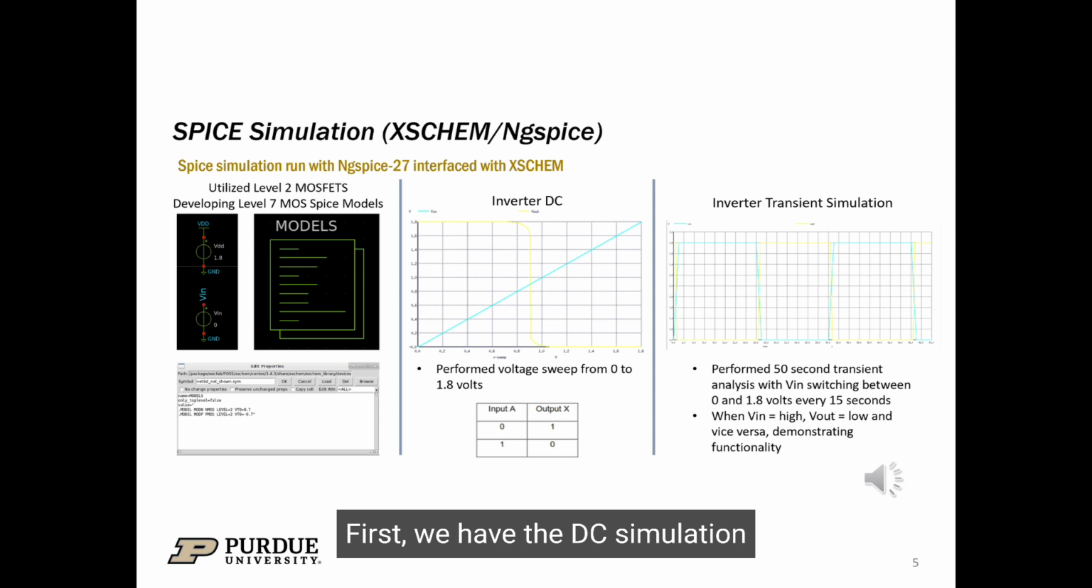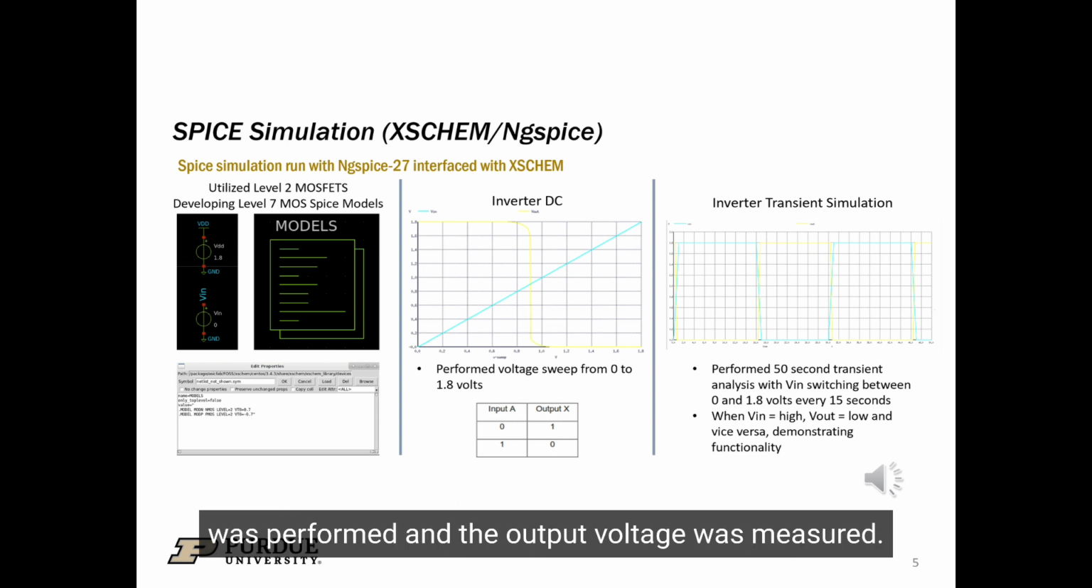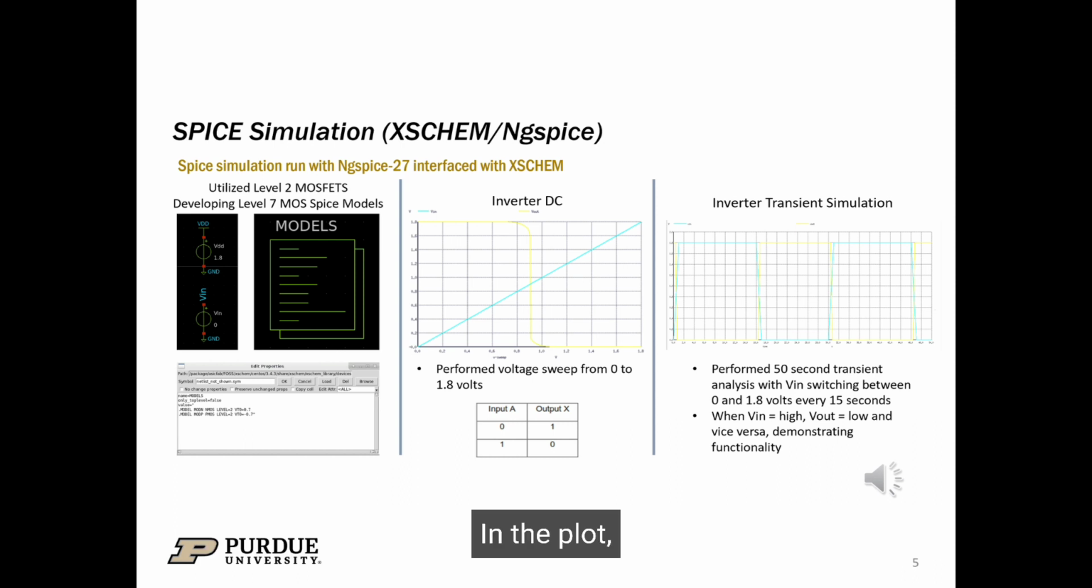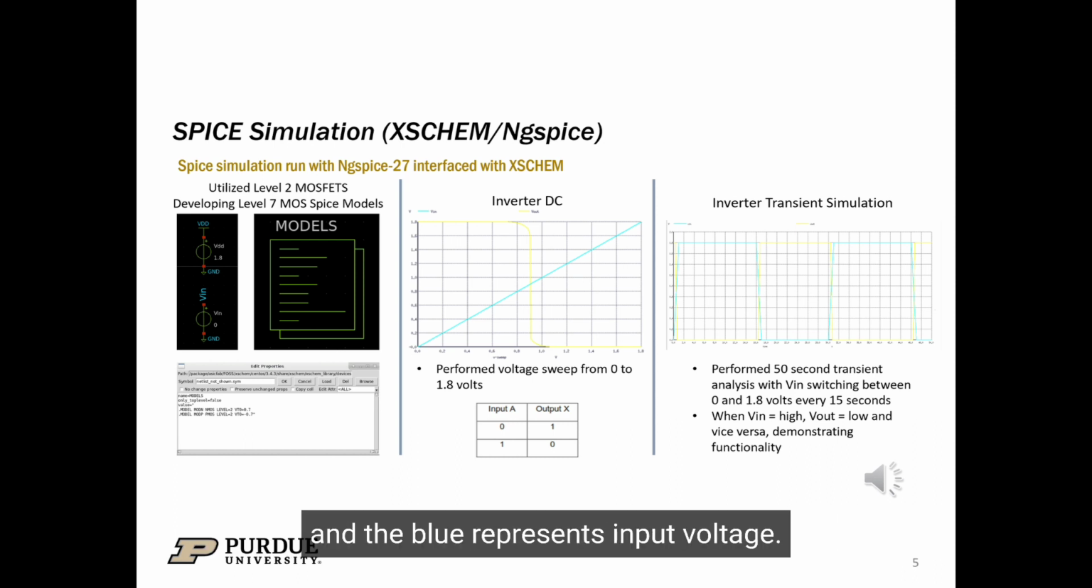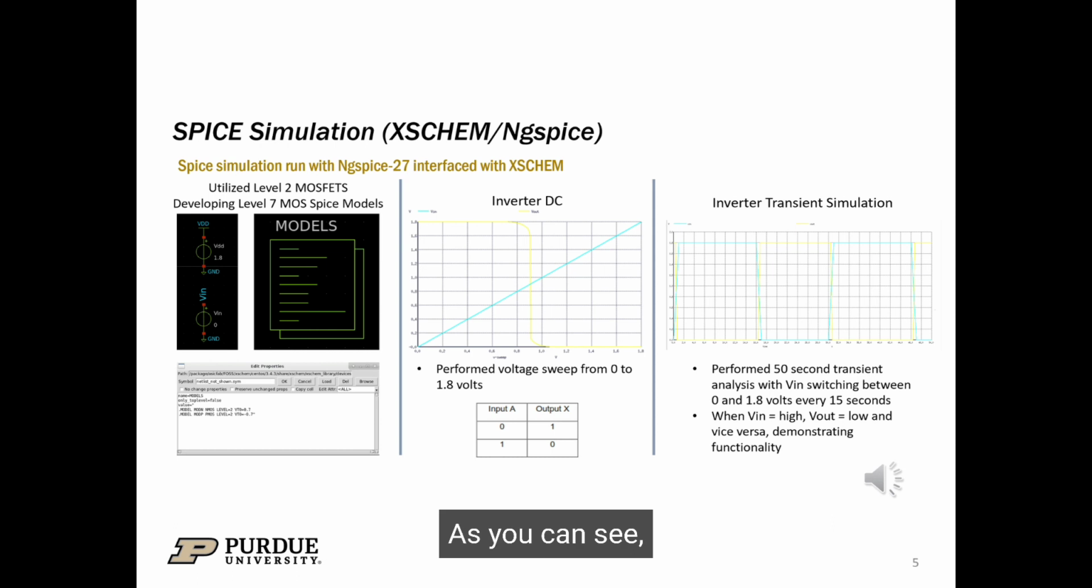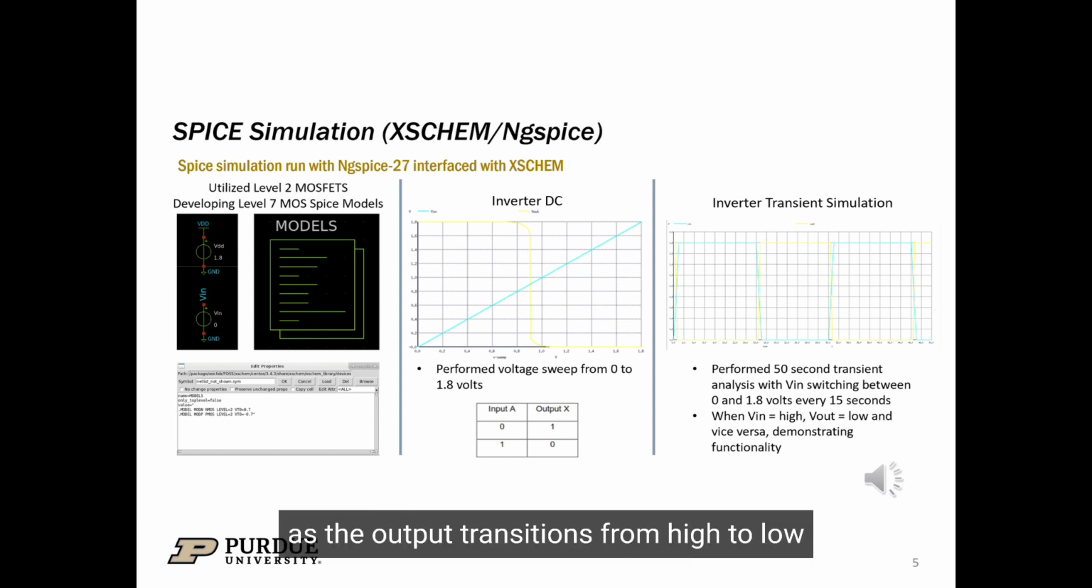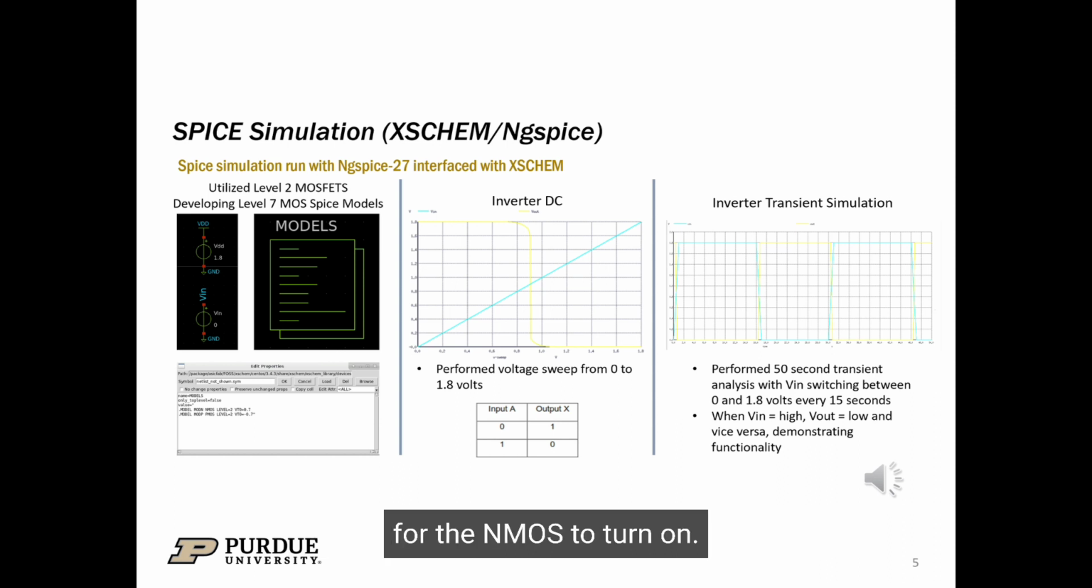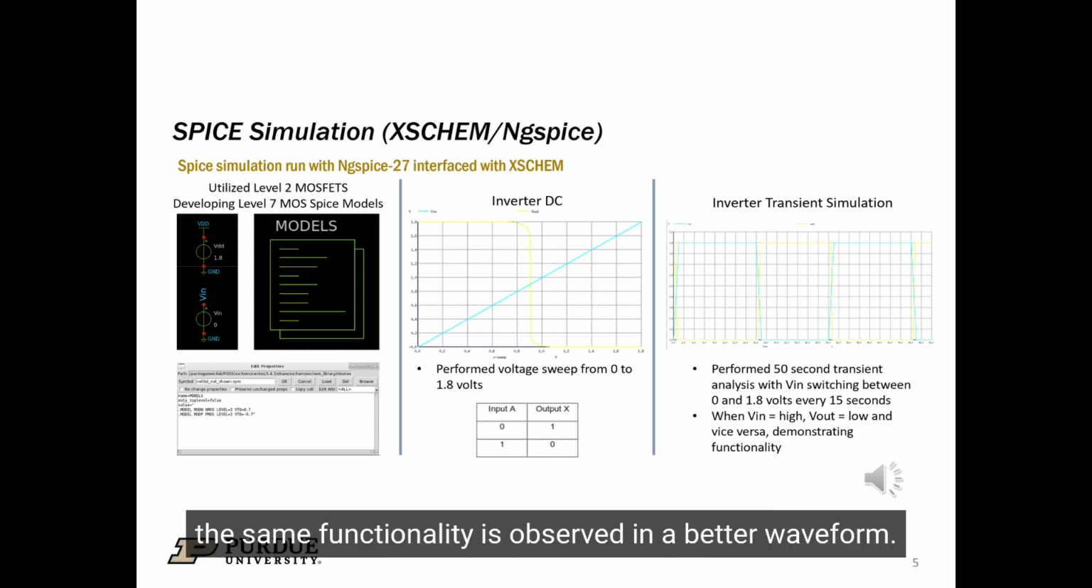First, we have the DC simulation, where a voltage sweep from 0 to 1.8 volts was performed and the output voltage was measured. In the plot, the yellow line represents the output voltage and the blue represents input voltage. As you can see, the inverter works properly as the output transitions from high to low as the input reaches the threshold voltage for the NMOS to turn on. In the transient analysis, the same functionality is observed in a better waveform.